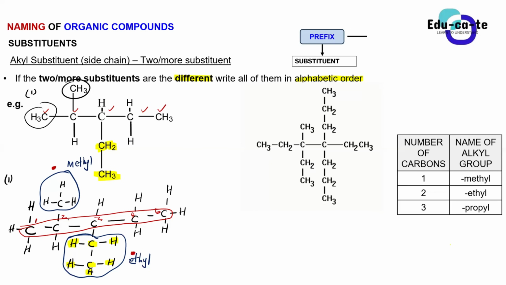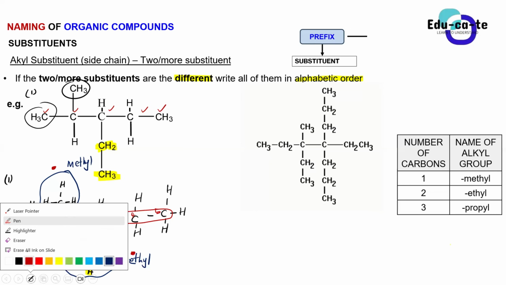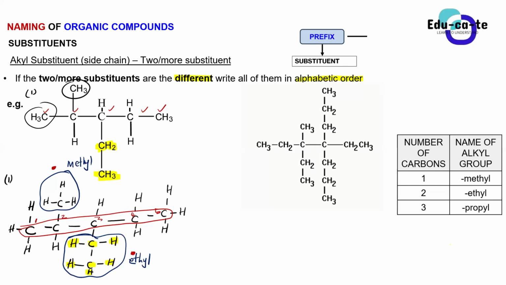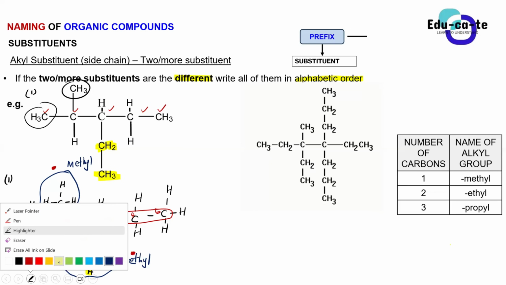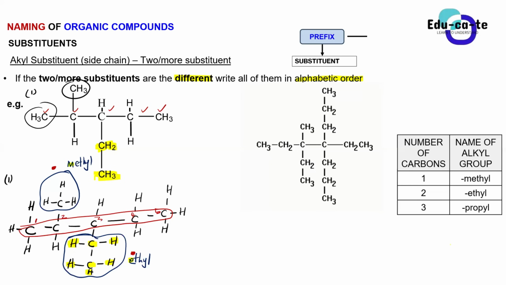The rest is hydrogen. So now when you are naming, at the first part of your name, you must write all the substituents present, but you must write them in alphabetic order. Now let's confirm, guys. Here, the first letter of the word ethyl is E, right? And then the first letter of the word methyl is M. So which letter comes first in the alphabet between the both of them?